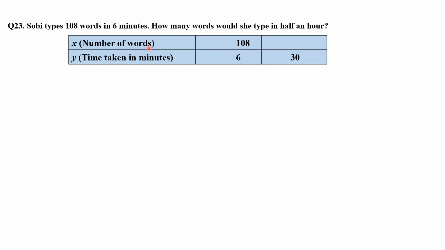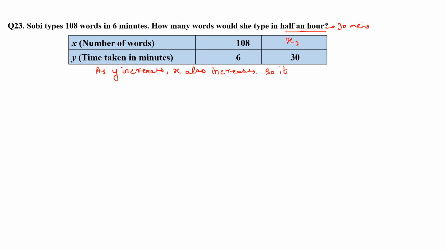So let's write in a table form. When she writes 108 words, the time taken is 6 minutes. If I am giving her half an hour, which I have changed to minutes, that is 30 minutes, then how many words will she type? I will assume this as x2. Now as x increases, y also increases. So it is a case of direct proportion, isn't it? So you have to write that line: as y increases, x also increases. So it is a direct proportion.